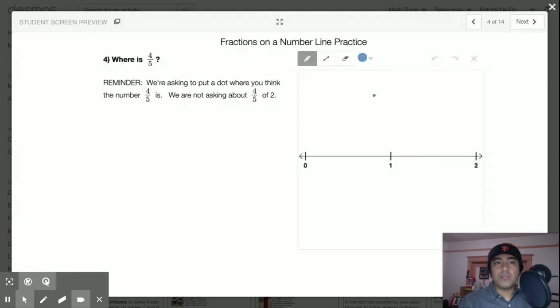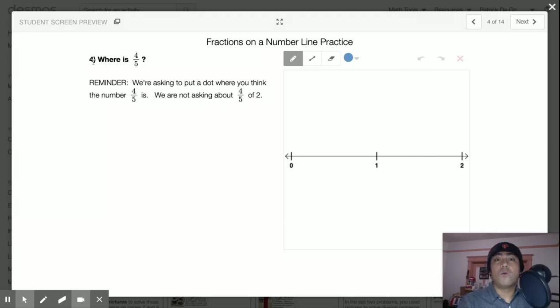And I'm going to talk about number 4. Number 4, where is 4/5? Reminder, we are not asking you to put a dot. We're asking you to put a dot where you think the number 4/5 is. We are not asking about 4/5 of 2, okay?